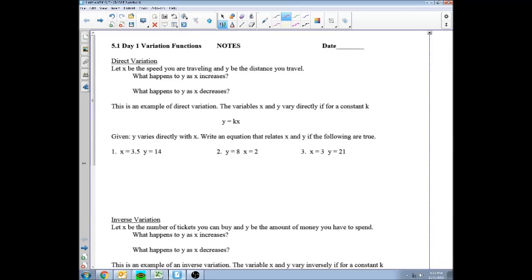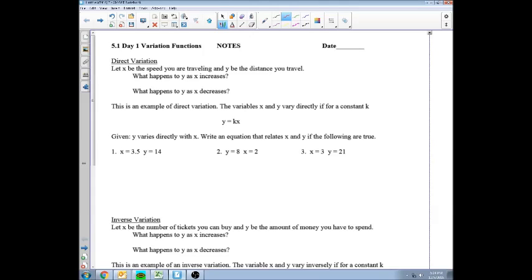This lesson is for my Algebra 2 class. This is 5.1, Day 1, Variation Function Notes. We're going to look at three different types of variation. We'll have direct variation, inverse variation, and joint variation. All these things are just formulas. You're going to have to memorize the formulas, but once you do, they're not overly difficult.